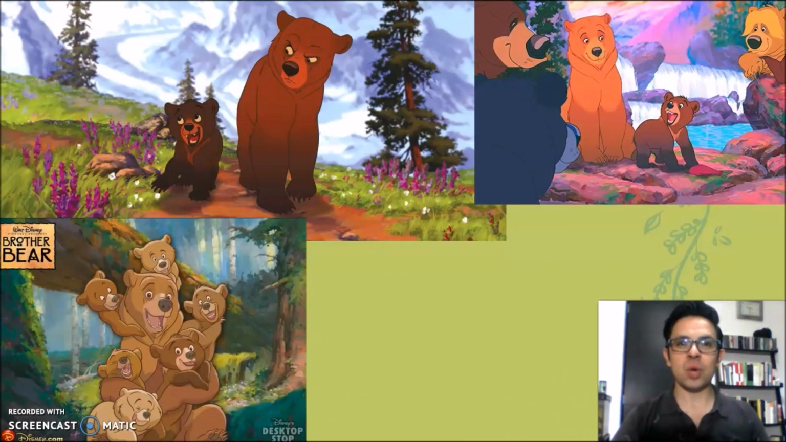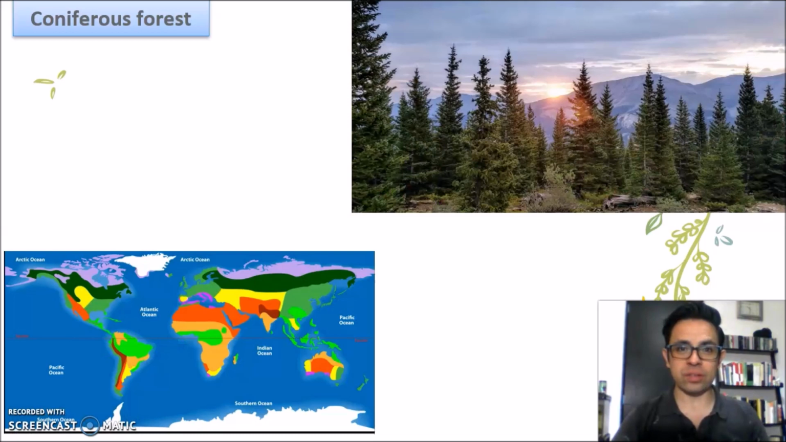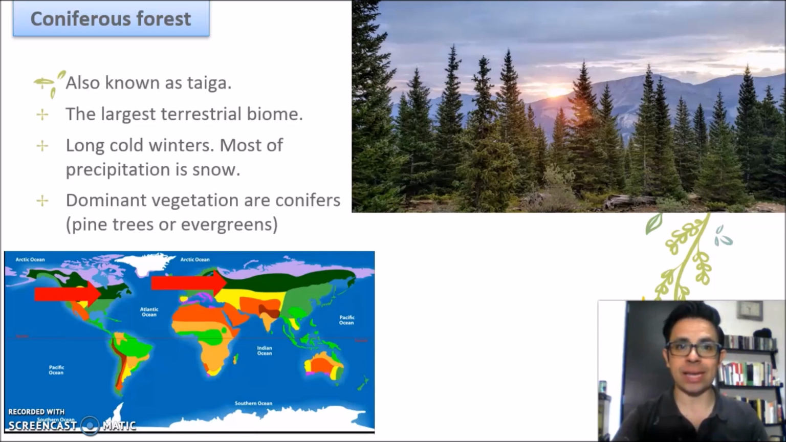In our next example, who doesn't remember Brother Bear? Well, if you remember most of these iconic scenes, then you are familiar with our next biome, the coniferous forest. Coniferous forests are also known as northern coniferous forest or taiga, which is the largest terrestrial biome, located almost at the beginning of the poles. They have strong winters in which most precipitation falls as snow, and the dominant vegetation will be the conifers, which are mostly known as pine trees.